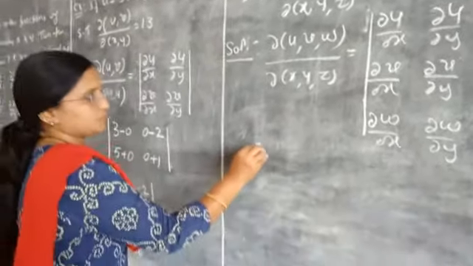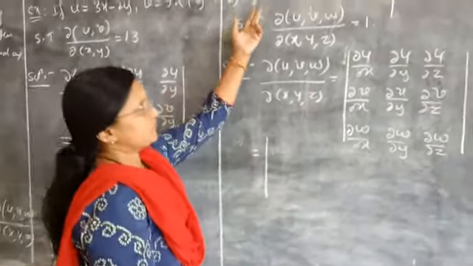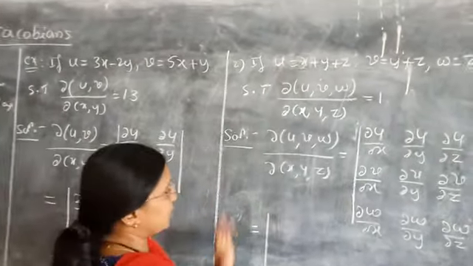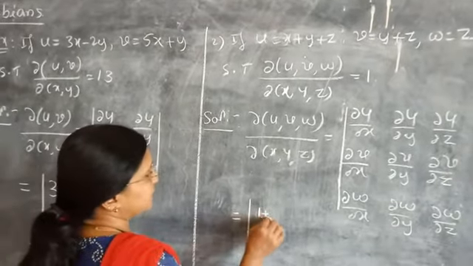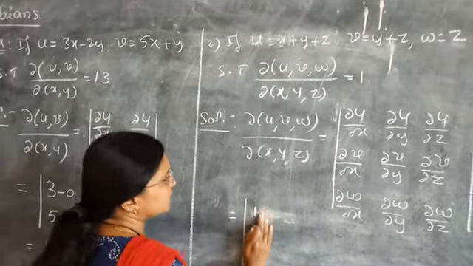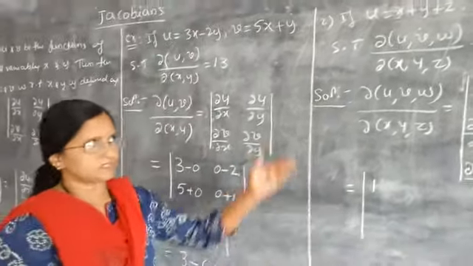So it is equal to dou u by dou x. Again we know it is very easy. Here the derivative of x is 1, and the derivative of y is 0, and the derivative of z is also 0. So it is not necessary to write these zeros and all, because we have done many videos on partial derivatives.